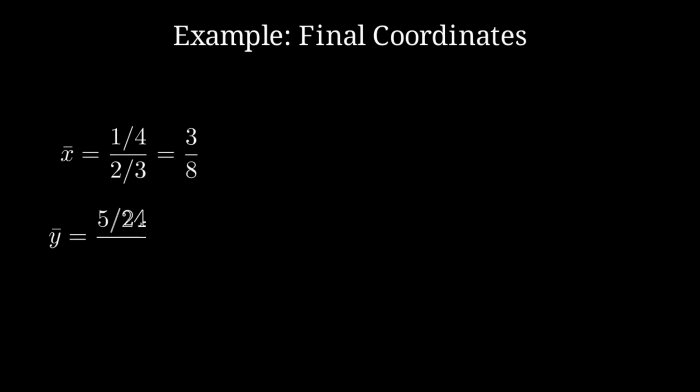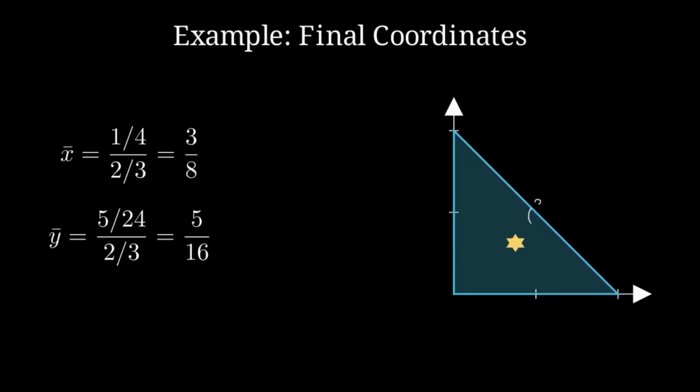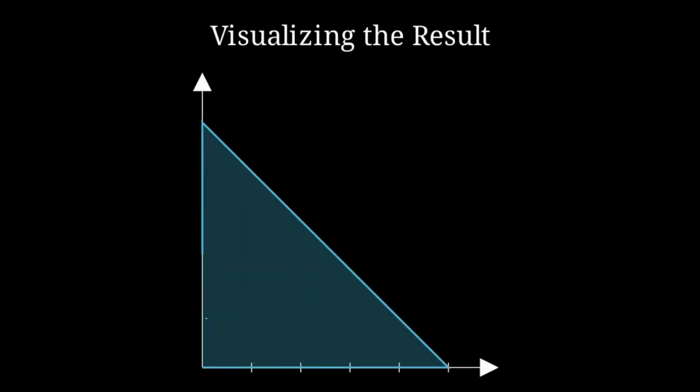Finally, we divide the moments by the mass. Our x-coordinate is 3/8 and our y-coordinate is 5/16. Notice the center of mass is shifted slightly toward the denser right side of the triangle. If the density were constant, the centroid would be at 1/3, 1/3. Because our density increased with x, the center of mass moved right and slightly down relative to the geometric center.